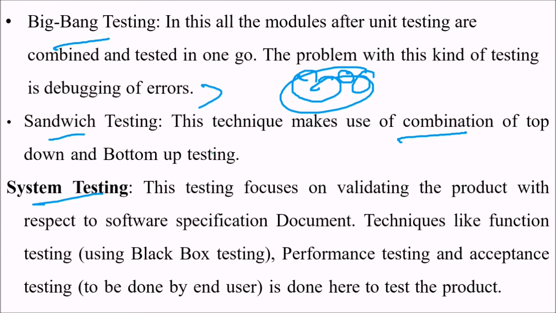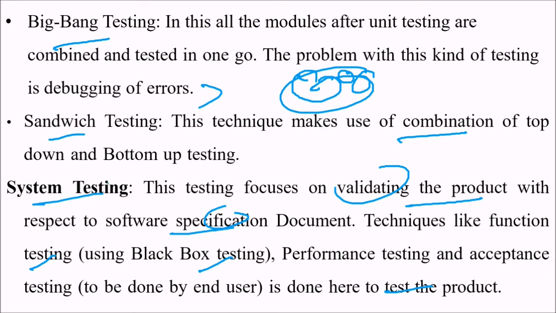Then we come to system testing. This testing focuses on validating the product with respect to the software specification. Techniques like function testing using black box testing, performance testing, and acceptance testing to be done by the user are used here to test the product.